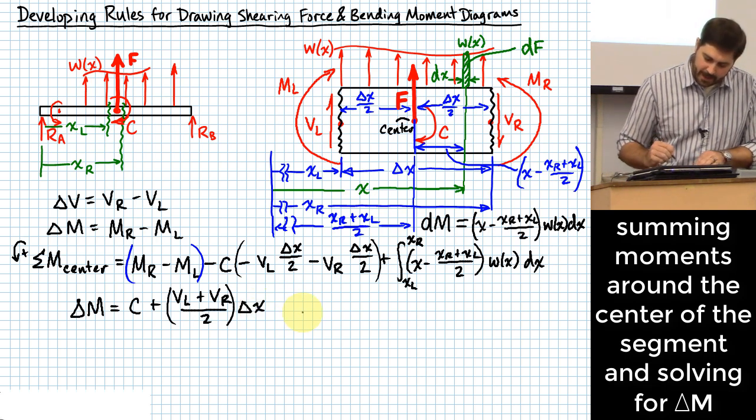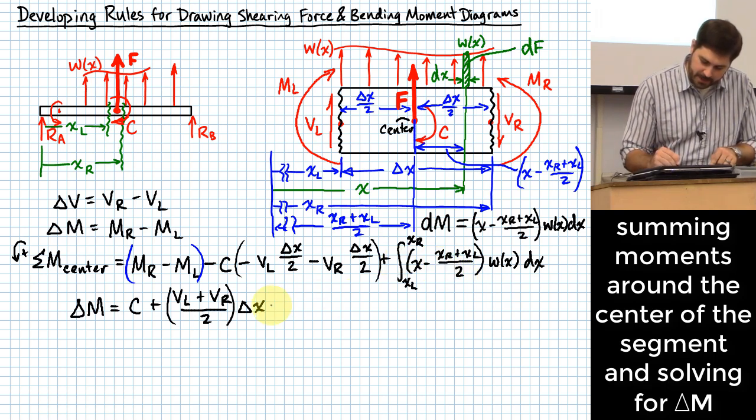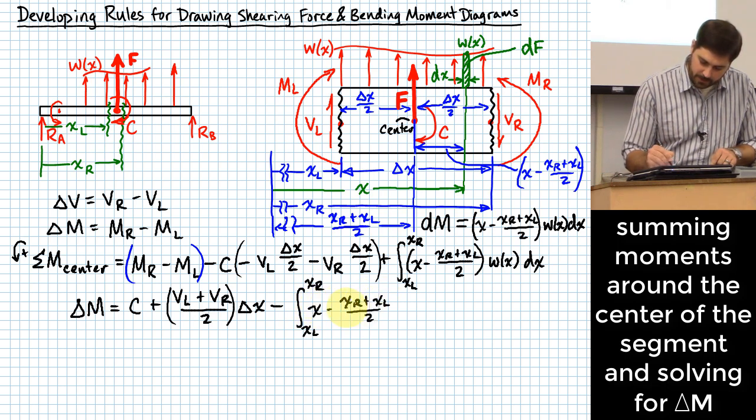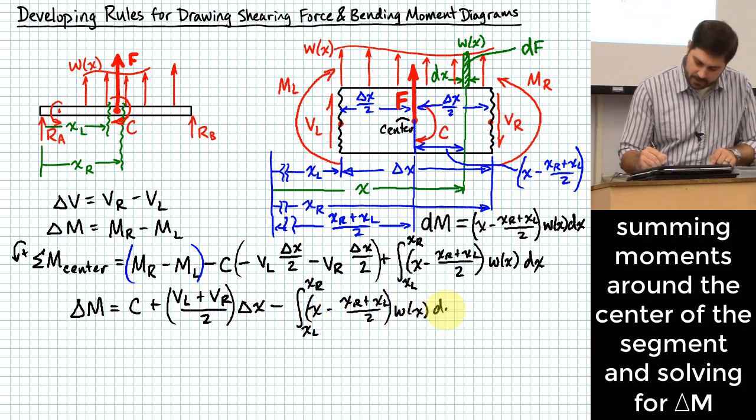And then what do I do with my integral term? Okay, it was plus over here, right? So I say minus the integral from xl to xr of all this stuff, x minus (xr plus xl)/2, all that times w of x dx.